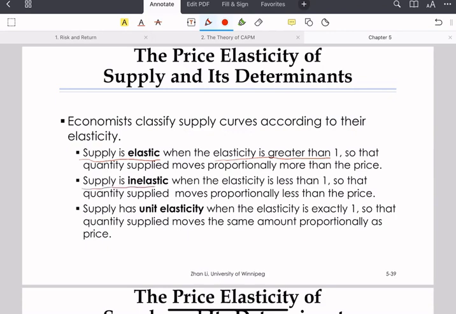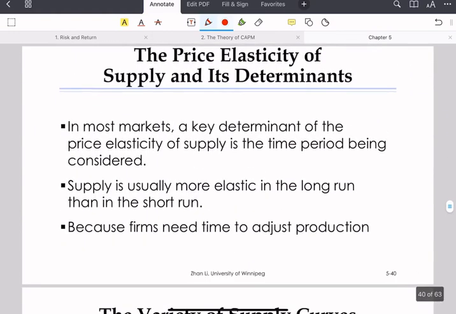And supply is inelastic if the elasticity is less than 1. In this case, quantity supplied moves proportionally less than the price. And supply will have unit elasticity if the elasticity is exactly 1. So quantity supplied moves the same amount proportionally as price. Okay.